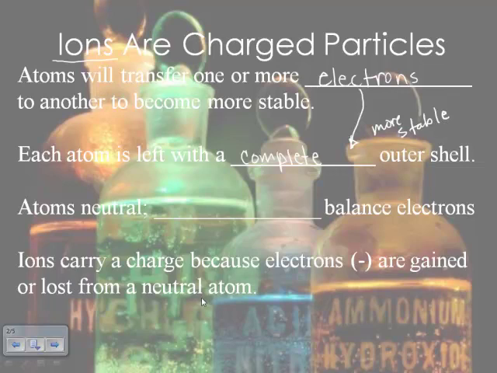So an atom is neutral, but an ion is charged. In atoms, the number of protons evenly balances the number of electrons. Protons are positive, electrons are negative, and when they're balanced, we have no charge overall. But an ion is going to carry a charge because the electrons, negative particles, are either gained or lost from the neutral atom.